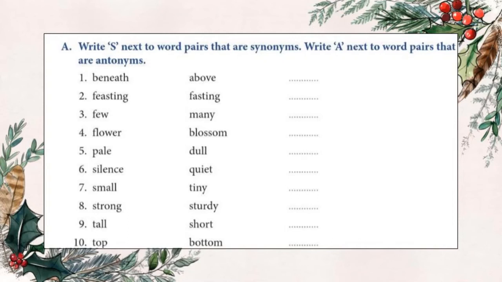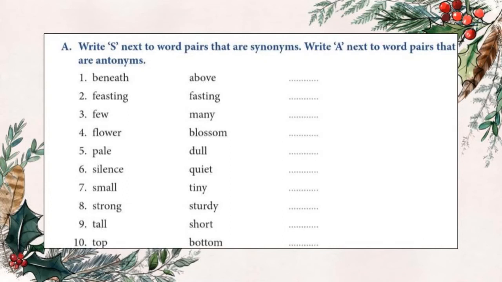Let us move to the second one. The given words are feasting and fasting. What do you mean by feasting and what do you mean by fasting? Feasting means a feast. Feast means it's a party or celebration. We can eat or drink anything. Fasting means we don't eat or drink anything. So they have different meanings, opposite meanings. So we have to write the letter A in the second dash also.